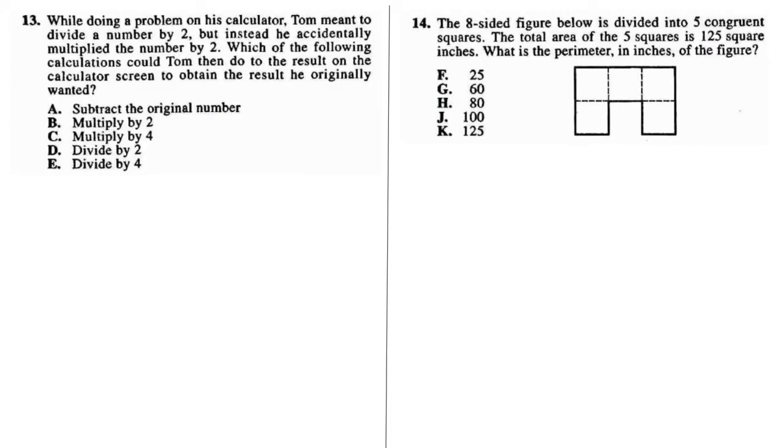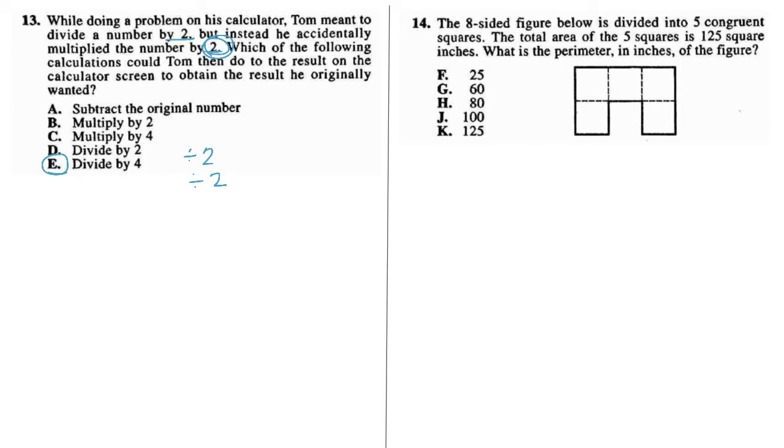While doing a problem on his calculator, Tom meant to divide a number by 2. So that was his goal. He wanted to divide by 2, but instead he accidentally multiplied by 2. Which of the following calculations could Tom then do to the result on the calculator screen to obtain the result he originally wanted? So to undo that operation, he would need to divide by 2, and that gets him back to the original, and then he can do what he originally wanted, which is divide by 2 again. So that's really in one operation. He needs to divide by 4.